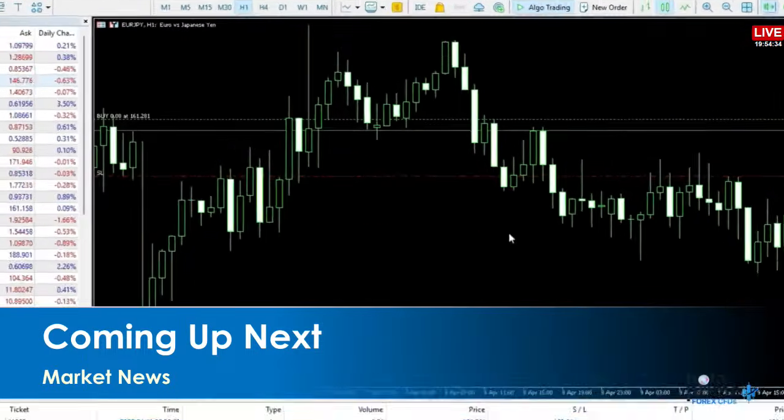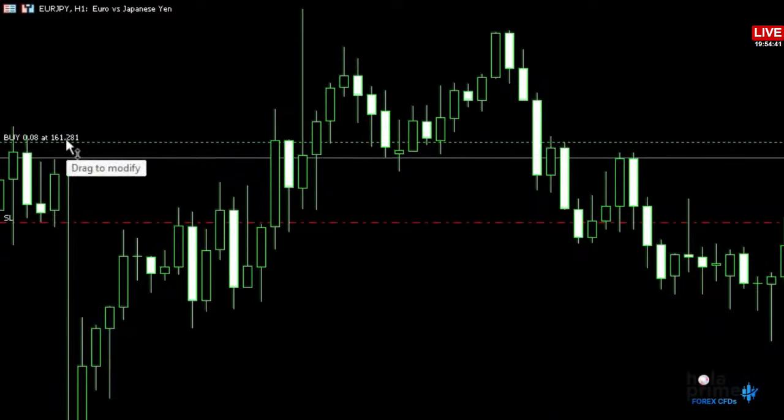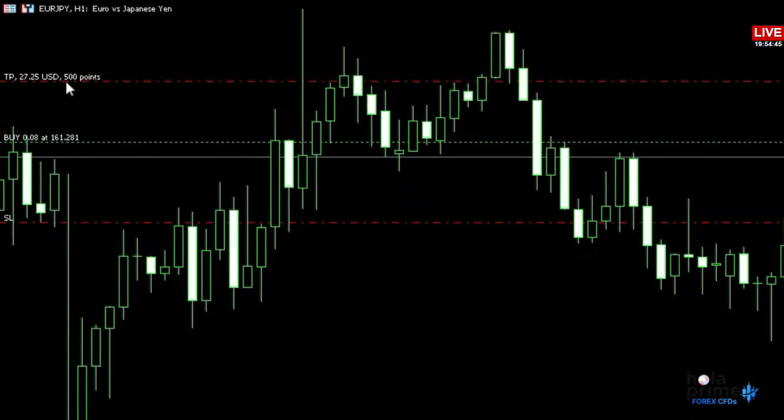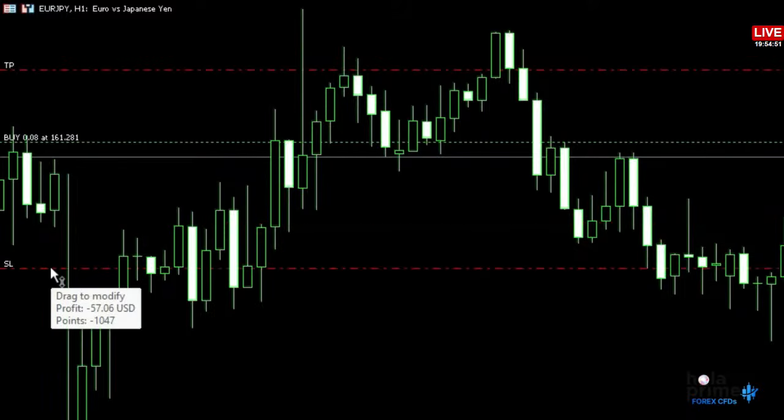Additionally, you can view the trade line on the chart window and set or modify the stop loss or take profit directly from there. For instance, to set a take profit for this trade, simply drag the line to your desired price on the chart and it's done. The take profit is set. Likewise, you can easily adjust an existing stop loss or take profit in the same way.